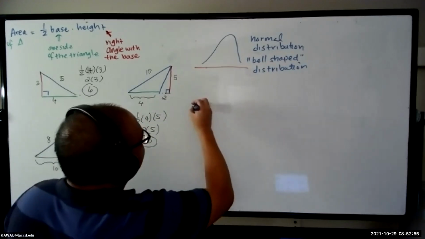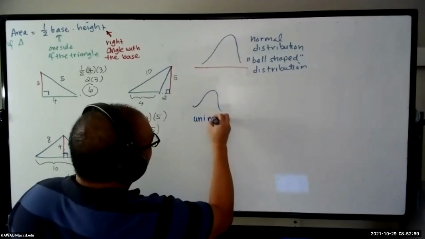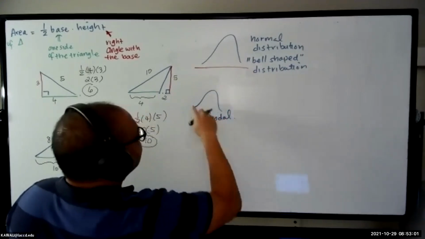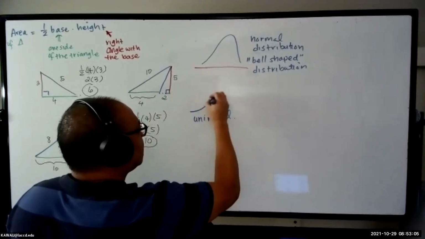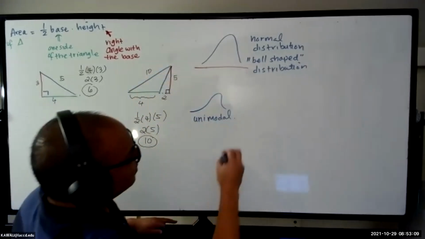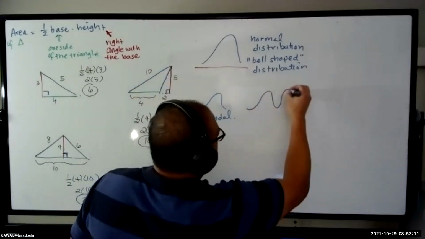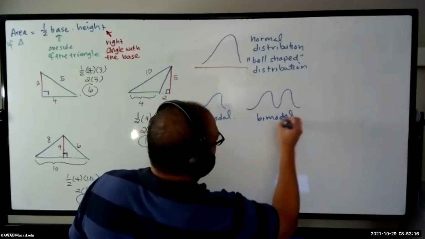Now, if we have something like this, this is unimodal, meaning I have one peak. It doesn't necessarily have to be normal. I can have something like this, which is bimodal, two peaks.